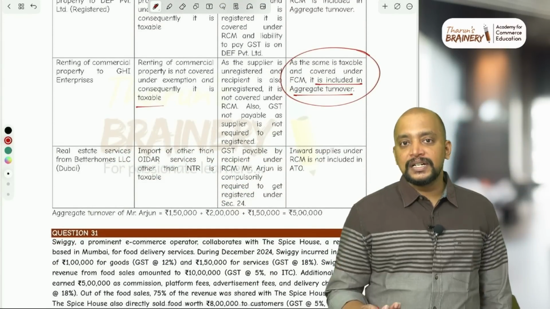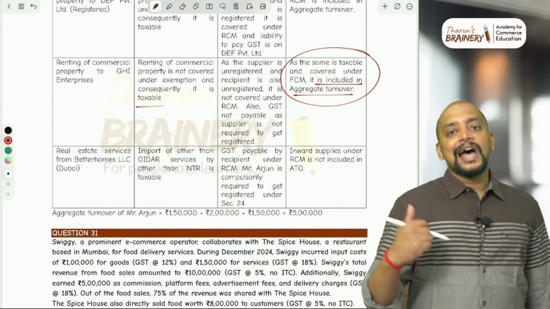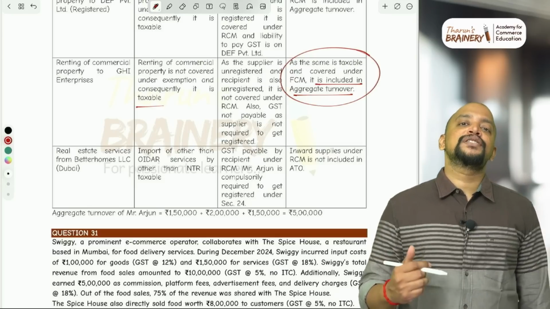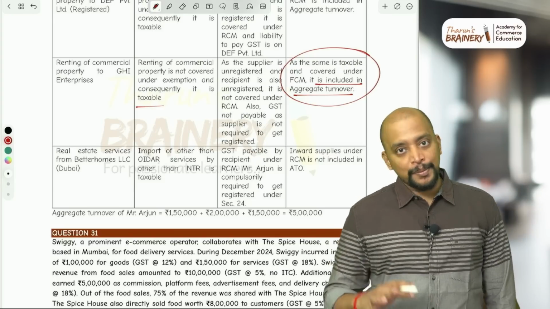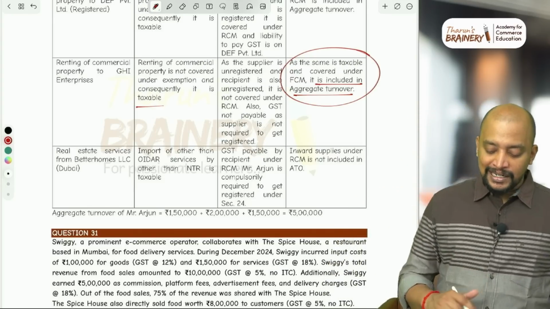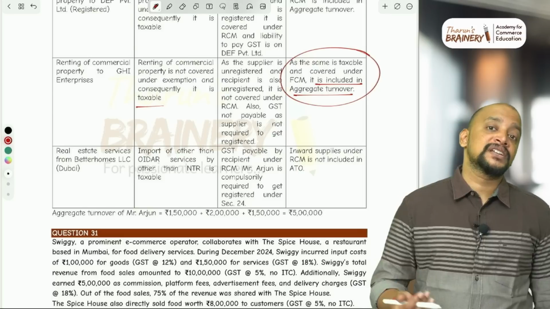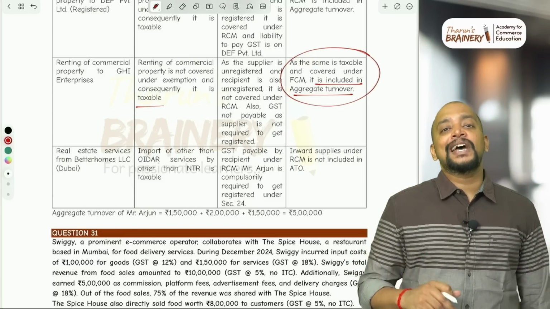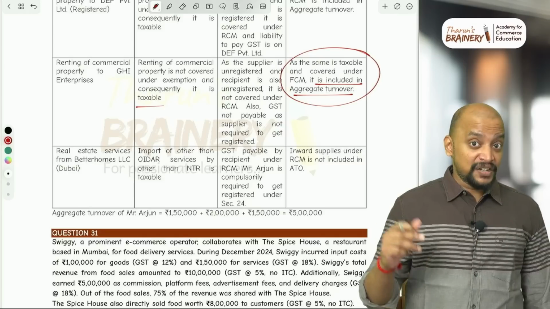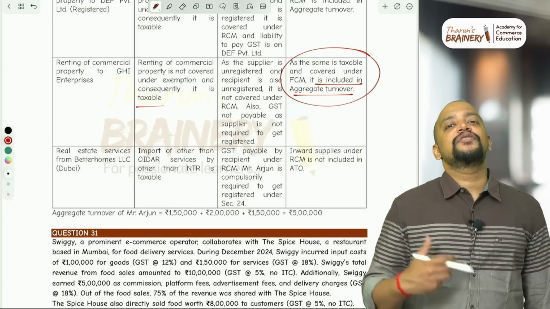So supplier is outside India, recipient is in India, and place of supply is also India, because it is a service in relation to immovable property. Immovable property is in India. So it will be coming under import of services. Is it OIDAR or other than OIDAR? Other than OIDAR services. But who imported? Imported by an unregistered individual. But is it for their personal purpose?